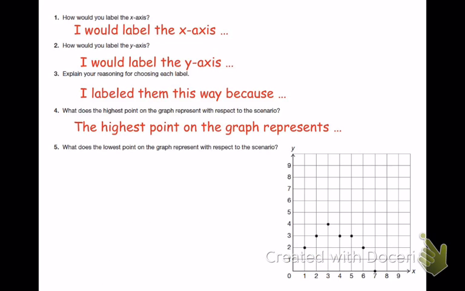Then the last one, what does the lowest point on the graph represent? Same idea, the lowest point on the graph would be on day 7, which is on the x-axis. That would say that on day 7, Emma spent no hours, or 0 hours, playing video games. All right, that's it. Now go ahead and finish up your assignment.